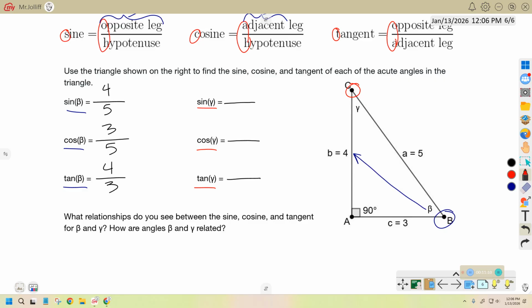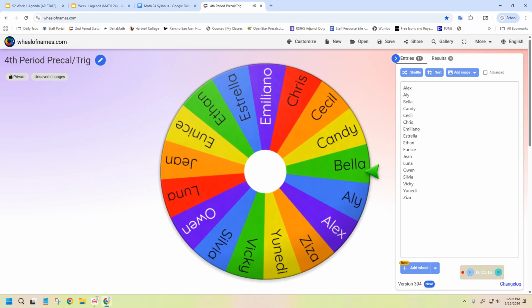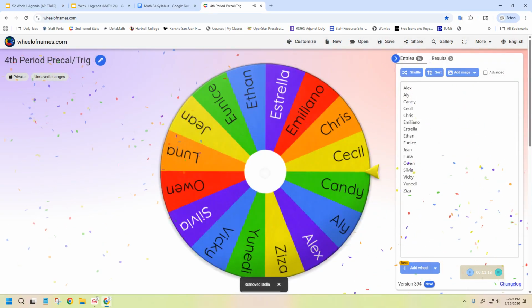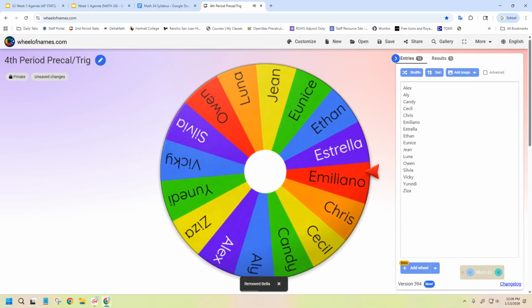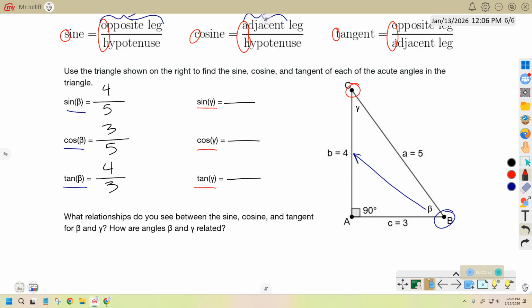Let's see who's next. Oh, we got another absent person. Let's try again. All right, Estrella. What'd you get for angle C, angle gamma? So 3/5, and then for cosine? 4/5, and then tangent? 3/4. Can I get a thumbs up if you agree? Thumbs up. Very good.